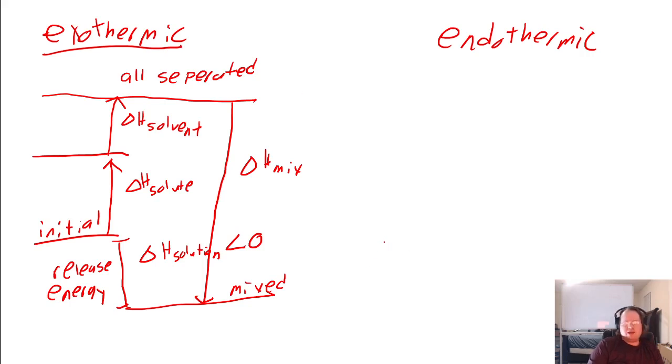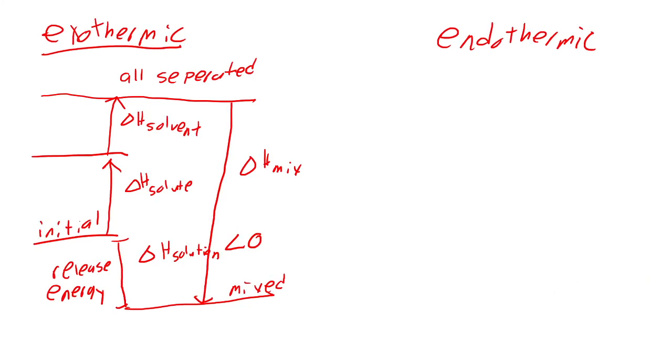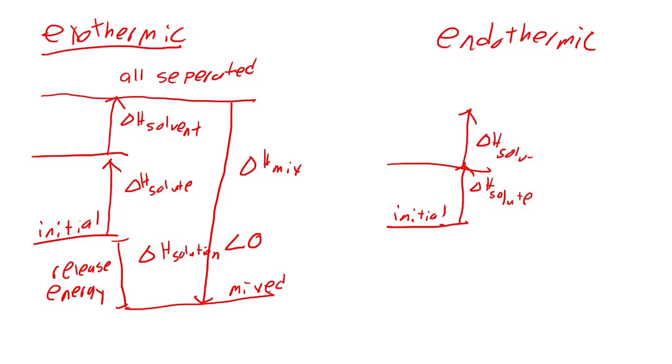We can also get an endothermic case though. So in the endothermic case, and I'm going to make my head disappear so I don't accidentally write underneath it. So we'll start at an initial case. We're going to add some energy, delta H solute. We're going to add some more energy, delta H solvent. No, it does not matter the order as you write this.